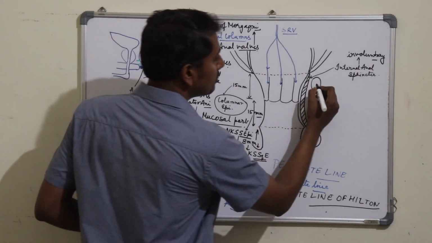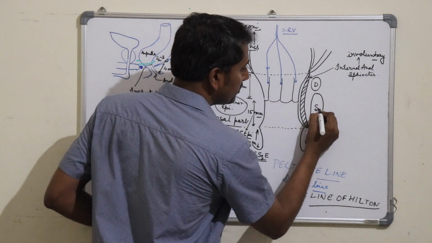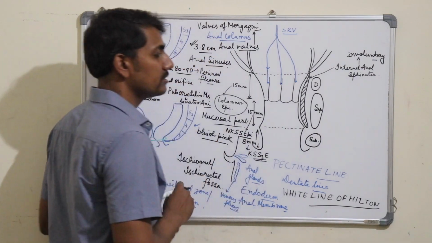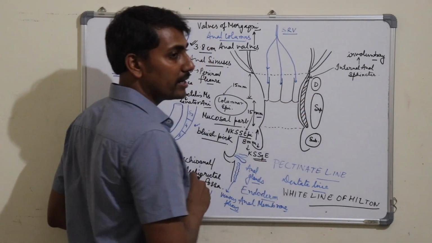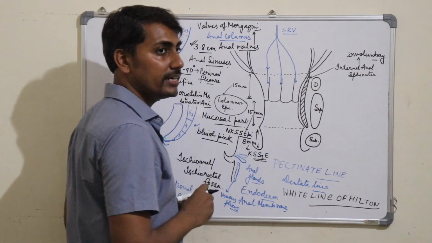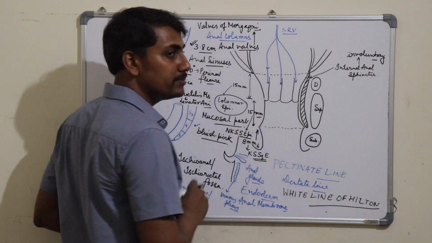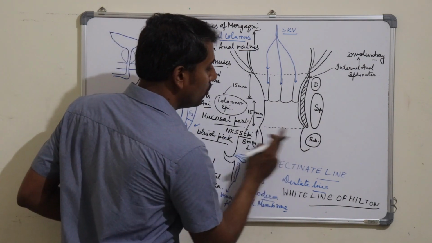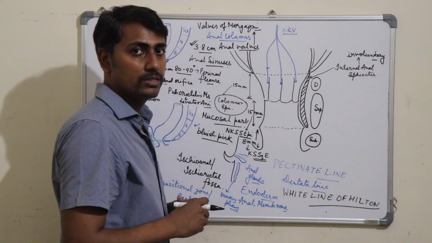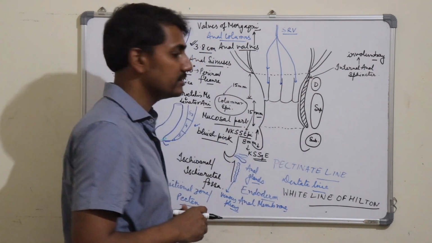So this one was the deep part, this was the superficial part and this was the subcutaneous part. The deep and the superficial part completely surround the internal anal sphincter and the subcutaneous part lies below the internal anal sphincter and surrounds the lower part of the anal canal. Now we will draw another diagram to see the appearance of this external anal sphincter.